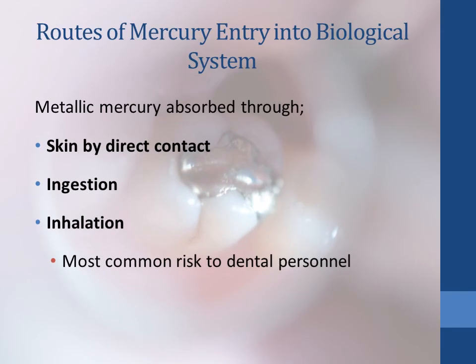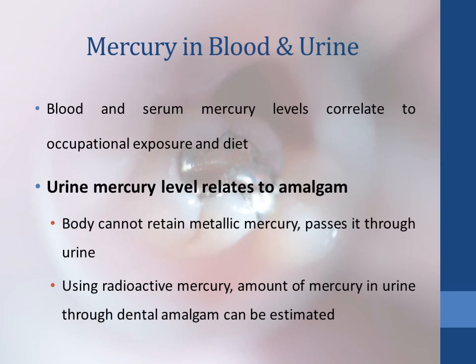Now, what are the routes of mercury into the biological system? Mercury can be absorbed through the skin by direct contact, for example if there is a spill, or if you're triturating it mechanically and do not wear gloves, or for some reason your hands or skin contact the mercury. It can also be ingested or swallowed, or inhaled, which is the most common risk because of the mercury vapor.